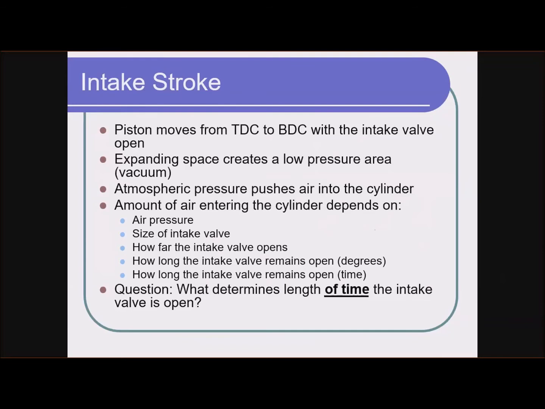Another thing that's going to affect how much air gets into the cylinder, and therefore how much power the engine makes, is the size of the intake valve or the number of intake valves. You can have a cylinder with one big intake valve, or you can have a cylinder with two small ones.